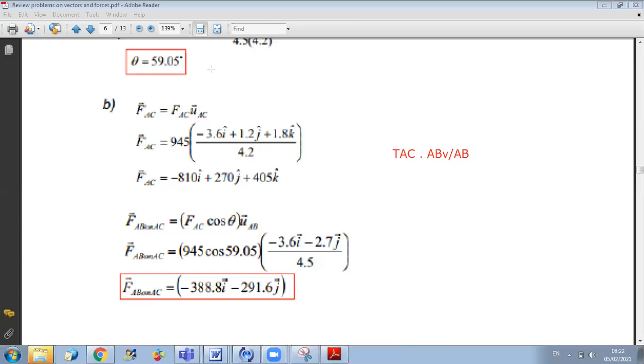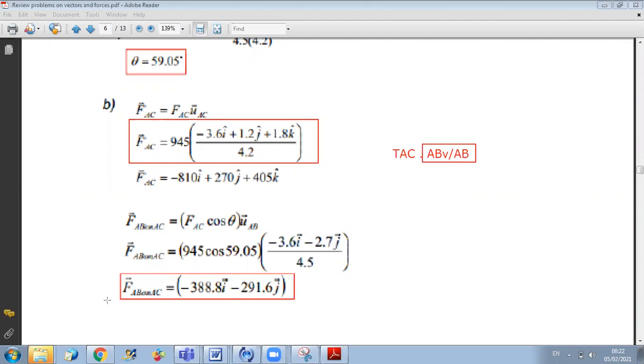So you know the vector already, okay? Now, if you want to project this vector on AB, what you do is this vector dot product unit vector of AB, okay? Which is AB vector over AB magnitude. Here in this problem, since we have already calculated the angle theta, no need to use this formula.